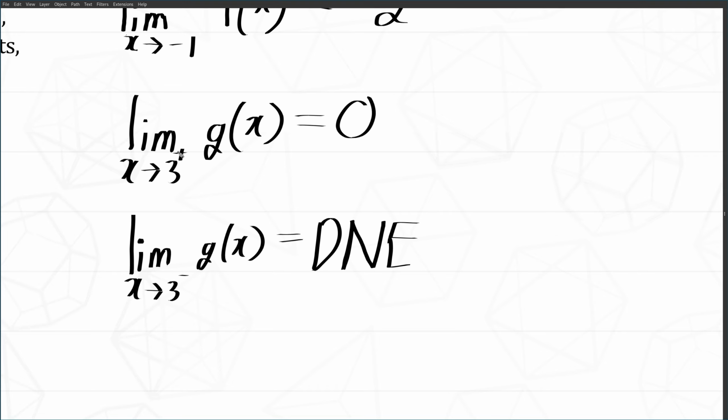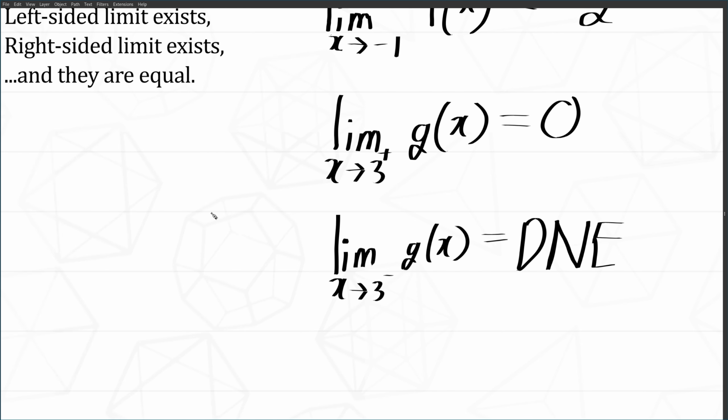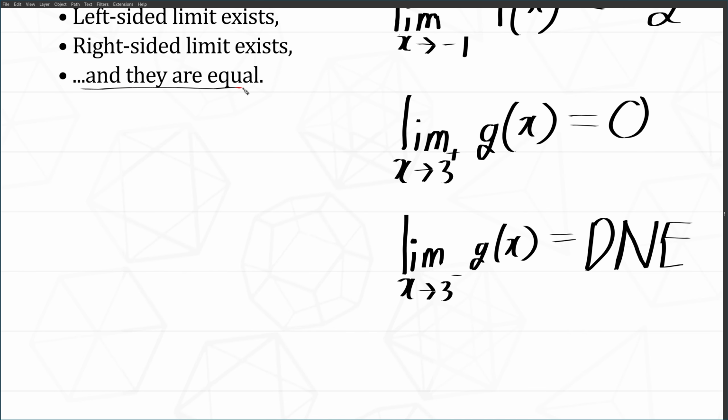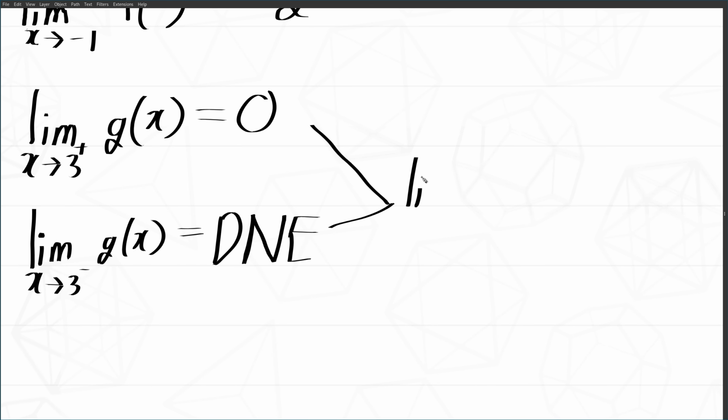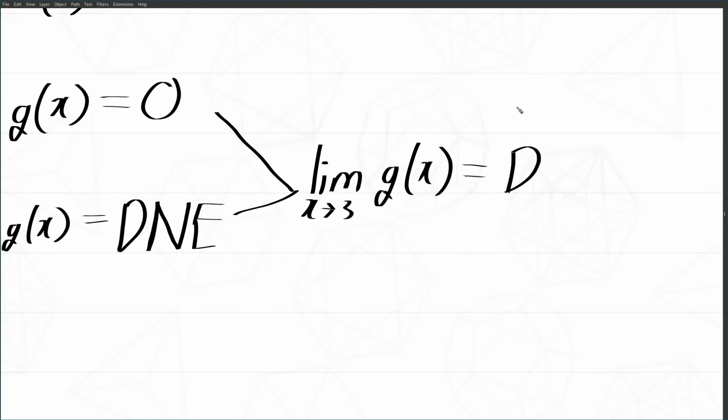And since the left side and the right side don't match, as condition 3 here clarifies, that means the limit in general does not exist. So we have these two leading to the final verdict, which is that the limit as x approaches 3, no plus or no minus, this is just the general limit, of g of x does not exist. Since they don't match, the limit does not exist.